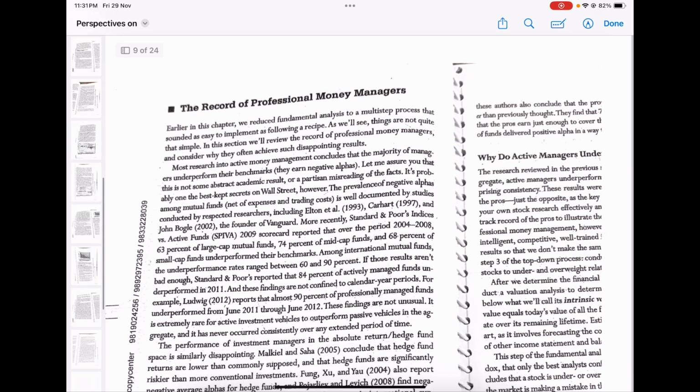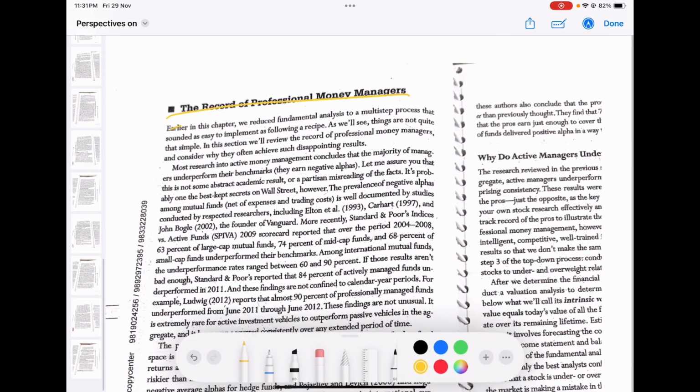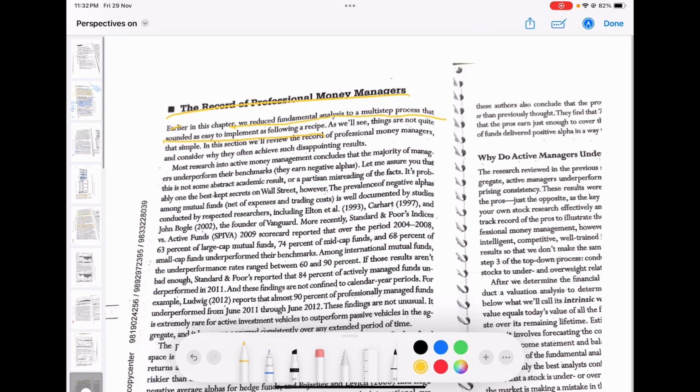Now let's talk about the record of professional money managers. We reduced fundamental analysis to a multi-step process that sounded very easy, right? It looked like just a recipe which can be easily followed, but fundamental analysis is really not that easy or straightforward or simple in nature. It has a lot of work which we have to do, and it has quite some tweaks which you need to make according to the particular situation you are in.